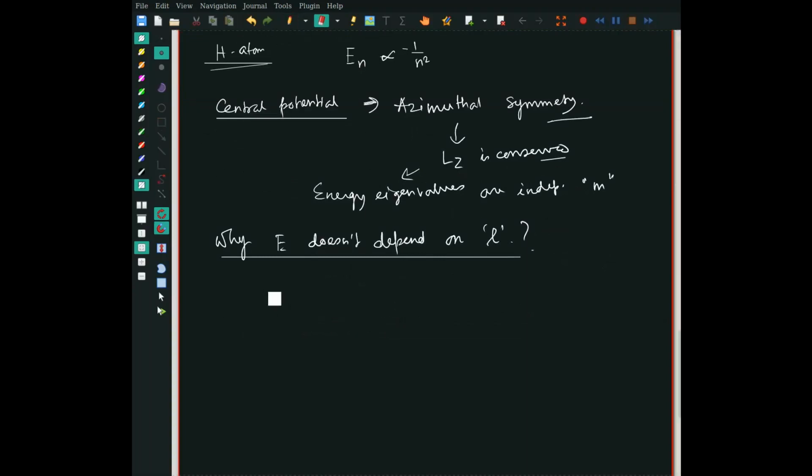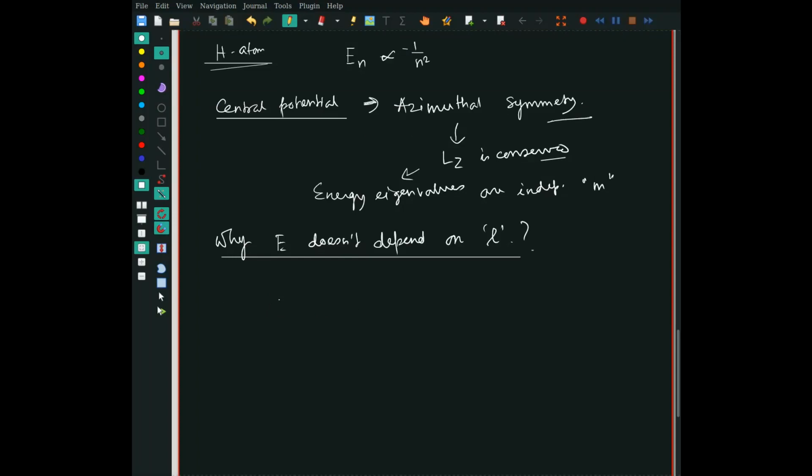I'm talking about solving it in three dimensions. Actually, it depends on three quantum numbers, n1, n2, n3, not just n.